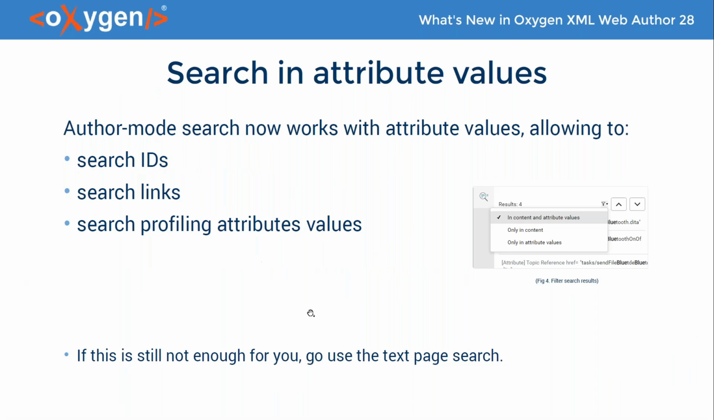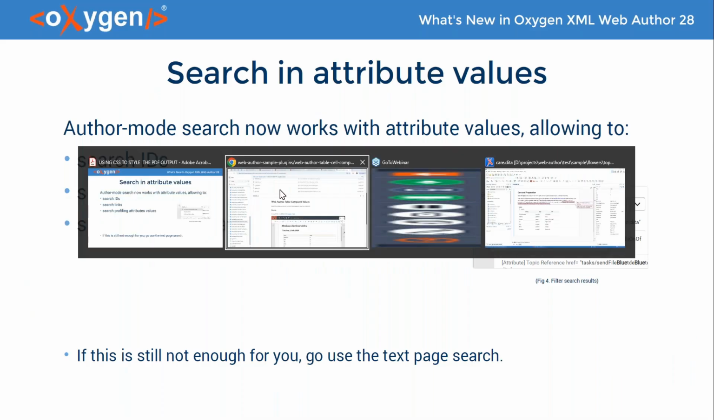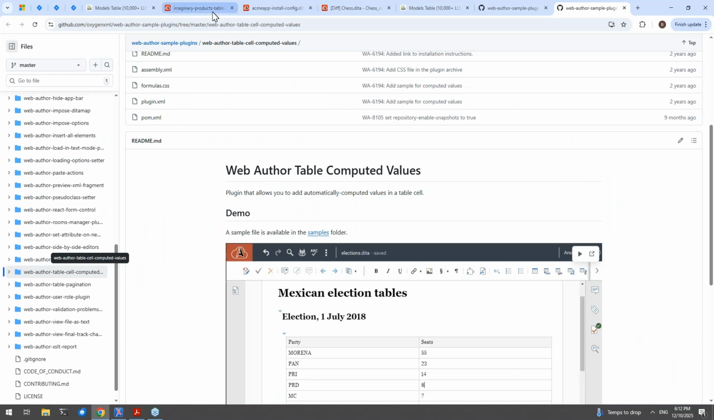Okay, moving on to the next feature that we added, search in attribute values. Now, with the latest version, you can search not just in the text content, you can also search in attribute values. So now you can search for IDs inside the document, or you can search for links inside the document, or even search for profiling attribute values maybe. Let me show you this really quick.